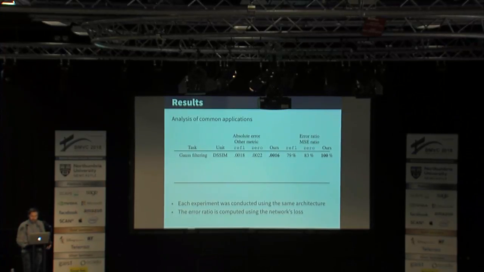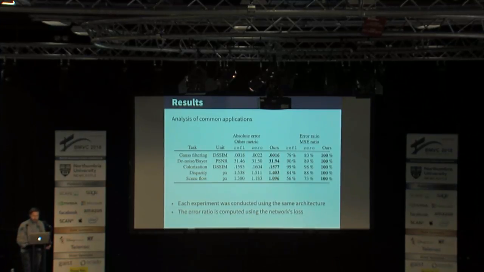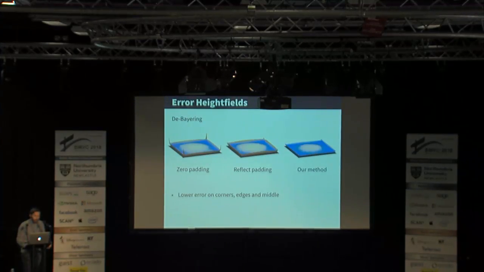We also tested a simple, fully convolutional U-Net-like architecture for various tasks, in particular for Gauss filtering, debayering, colorization, disparity, and scene flow. While we observed an improvement for each one of these tasks, the improvement was not even among the tasks. This is further demonstrated by the error height fields associated with each one of these tasks.